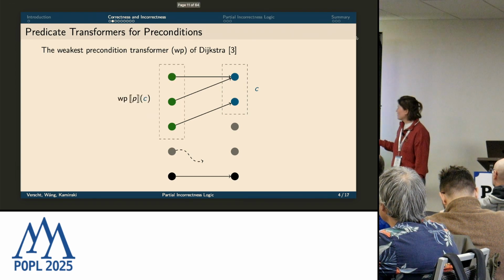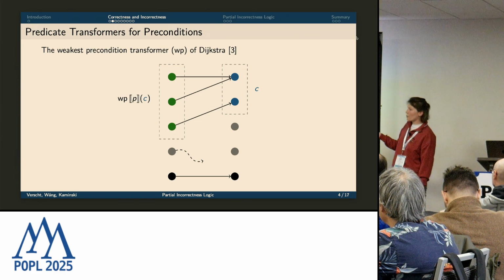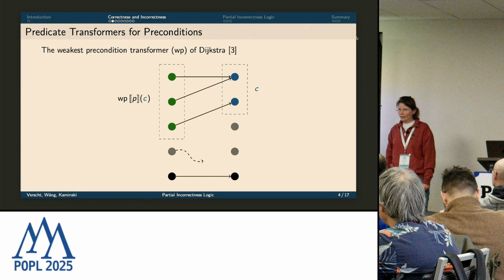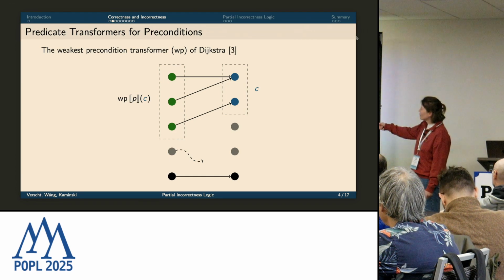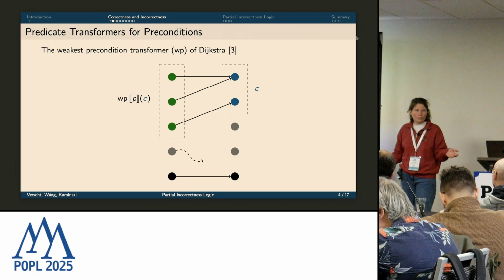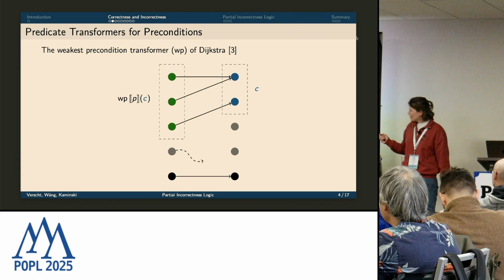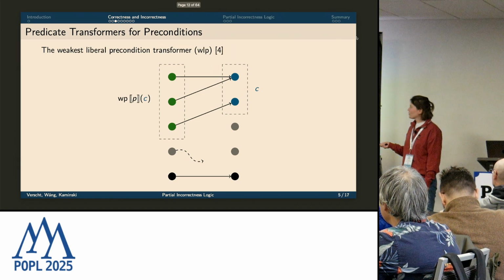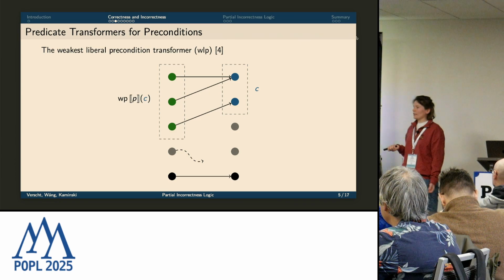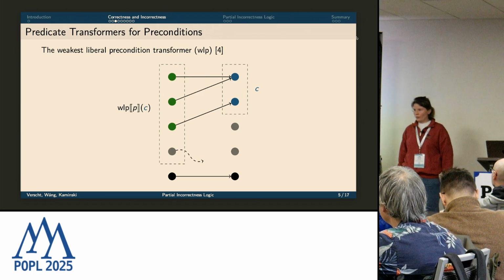So this is the weakest condition that has to hold, and this is exactly what is captured by Dijkstra's weakest precondition transformer. And so for a given postcondition C and a program, this weakest precondition contains all states from which computation always terminates in the postcondition. And there is another notion of these transformers called the weakest liberal precondition transformer, which additionally includes states from which computation diverges. So this state here is now also included.